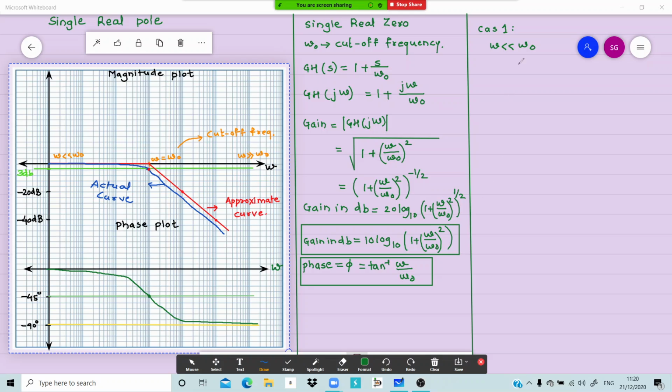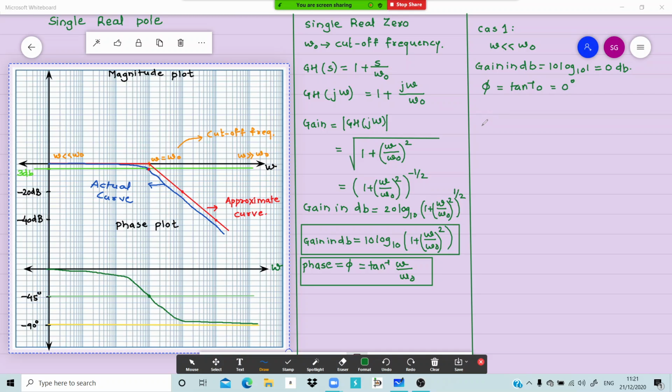I'll write gain in dB is equal to 10 log of 1 to the base 10, which is going to become equal to 0 dB. Then the phi angle, right? This is very small. Very small means tan inverse of 0. That means ultimately, at very low frequency, it is going to reach 0.